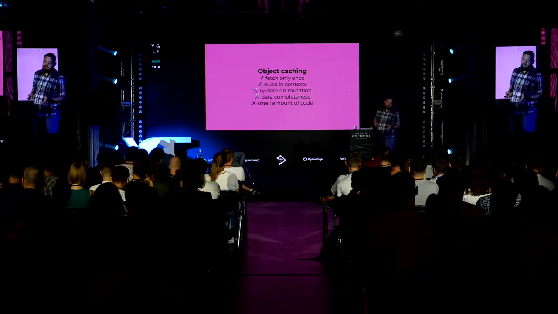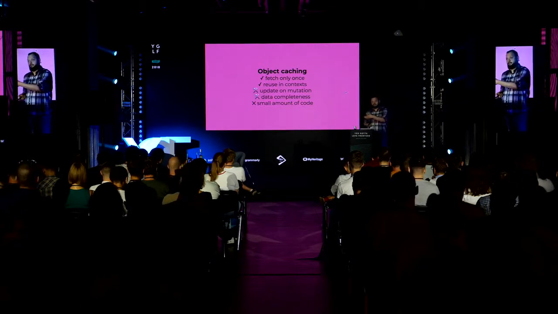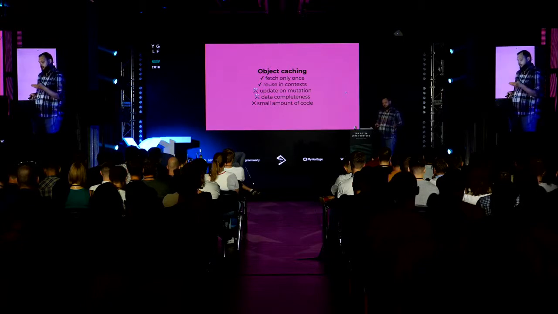And you have to manually update stuff on mutations. Basically, your mutations might say, okay, I'm getting this object, I know it's a new version of the object I want to update, so I'm updating it. Or I know that this is a delete operation, so I'm going to delete it. And you can manually handle data completeness.